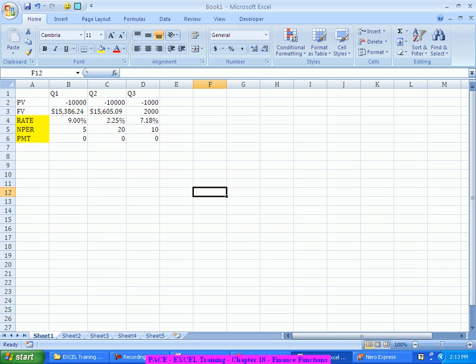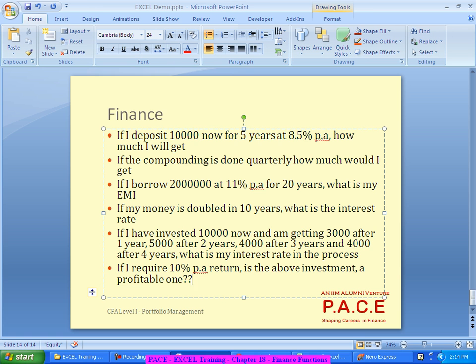So these are the 5 fields at the end of the day. But these are the 5 formulas also. So at any point in time, 4 will be available. For any kind of investment scenario, 4 will be available. I need to work out the 5th one. Right? So these formulas are straightforward for me to take my decisions. And the next thing, the third part: if I borrow 20 lakhs at 11% per annum for 20 years, what is my EMI?